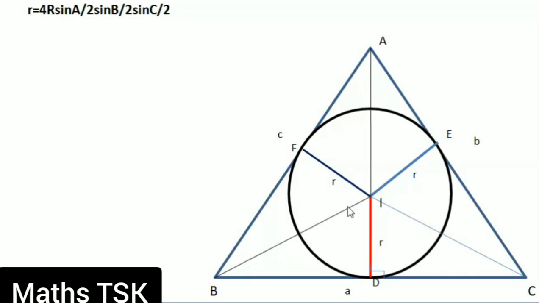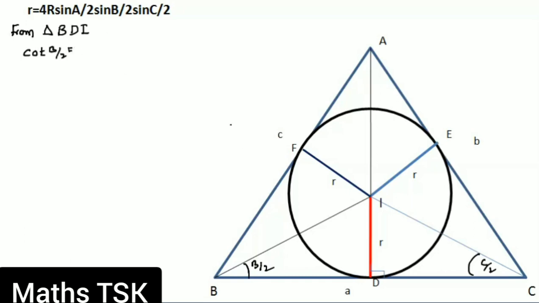I consider BIC as a triangle. Now here the angle will be B by 2, isn't it? Half of angle B is B by 2. What will be the angle here? It is C by 2. From the right angle triangles, I consider the two triangles, first triangle BDI. What is cot B by 2?